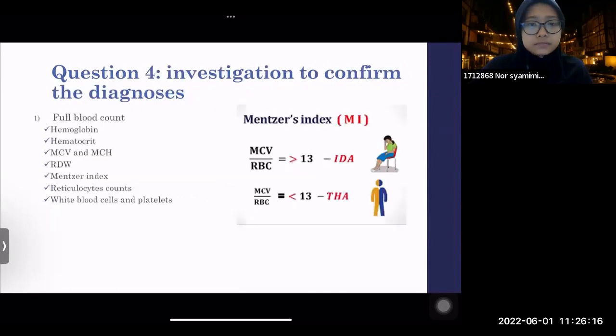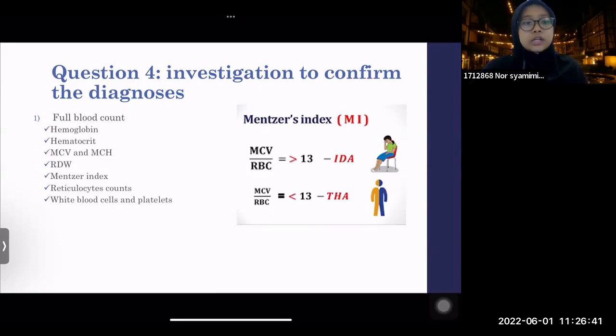Okay, so next. Question 4, the investigation to confirm the diagnosis. And of course, the important one is the full blood count. We need to look at the hemoglobin and hematocrit levels, which are expected to be low. And also the MCV and MCH, because our provisional diagnosis now is IDA, so we expect them to also be low. RDW, red cell distribution width, is expected to be high.